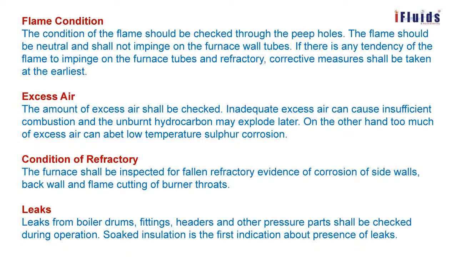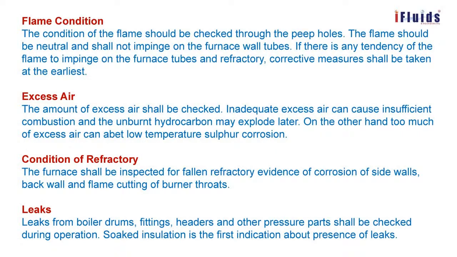If there is any tendency of the flame to impinge on the furnace tubes and refractory, corrective measures shall be taken at the earliest. Excess air: the amount of excess air shall be checked. Inadequate excess air can cause insufficient combustion, and the unburned hydrocarbon may explode later, or it may lead to secondary firing at the convection zone. On the other hand, too much excess air can cause low temperature sulfur corrosion.